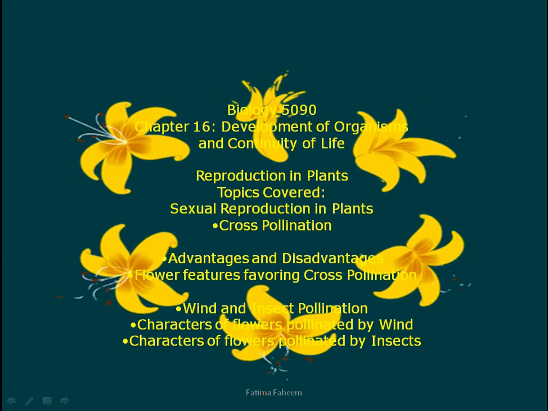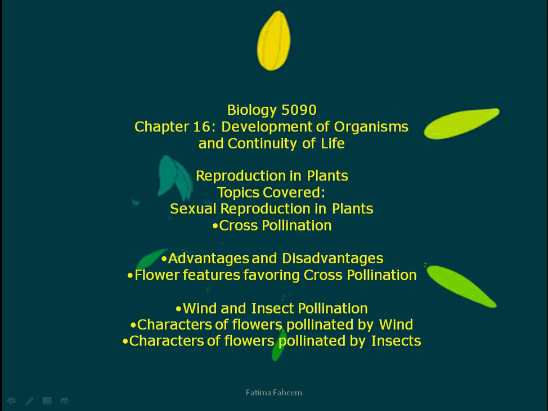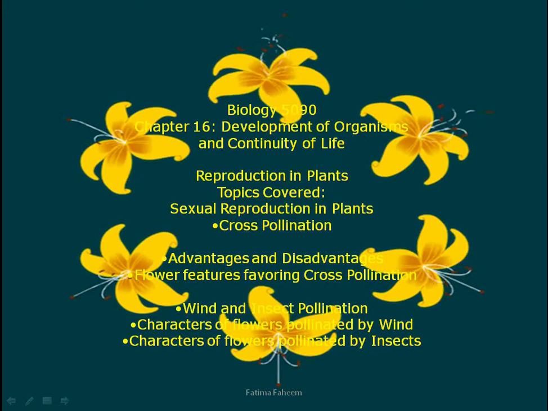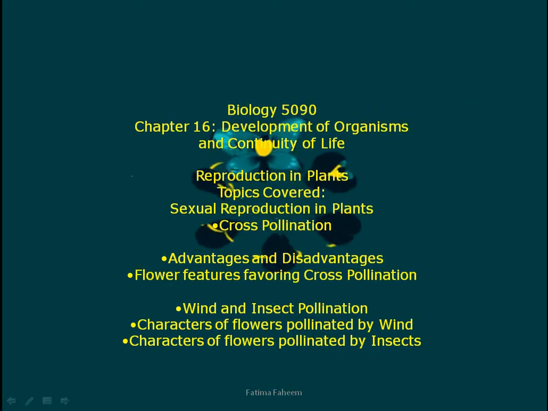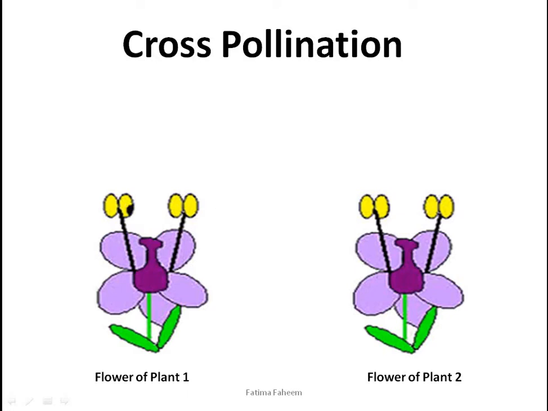Then we will see what is wind and insect pollination and the characters of flowers that are favoring pollination by wind or favoring pollination by insect. Let's see what cross-pollination is.